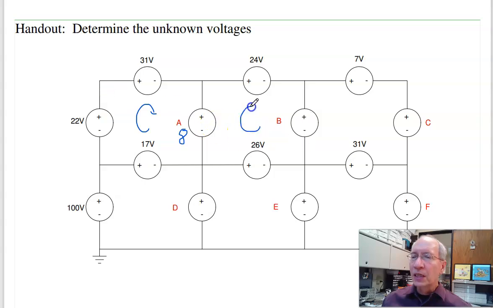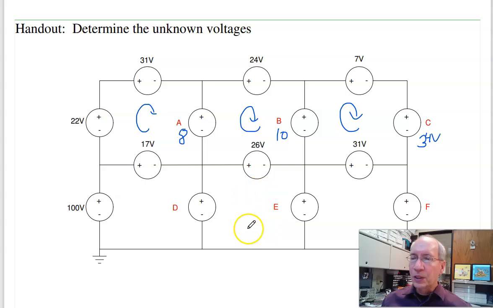Around this loop, I now have one known, A. Minus 8 plus 24 plus B minus 26 equals 0. Solve for B. Gives you B is 10 volts. I can now go around this loop. Minus 10 plus 7 plus C minus 31 equals 0. Solve for C. This is 34 volts.